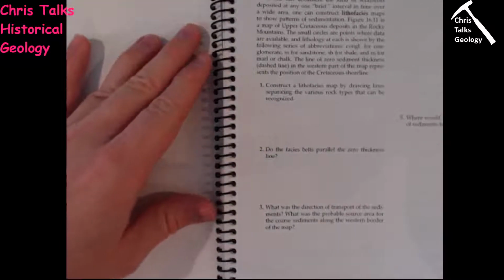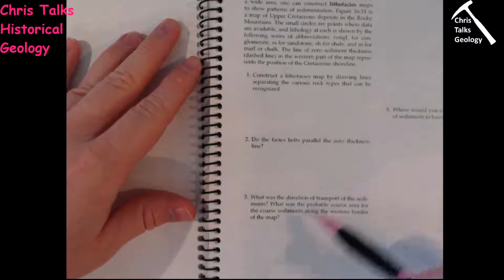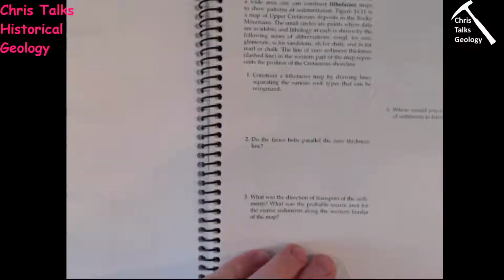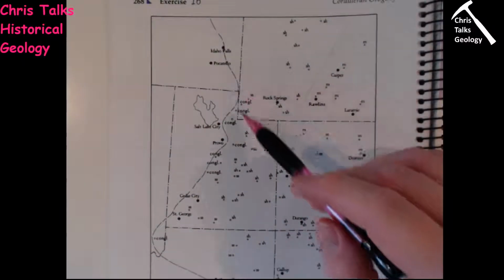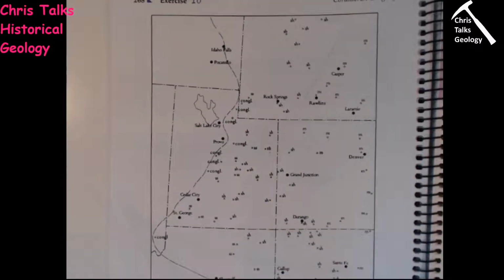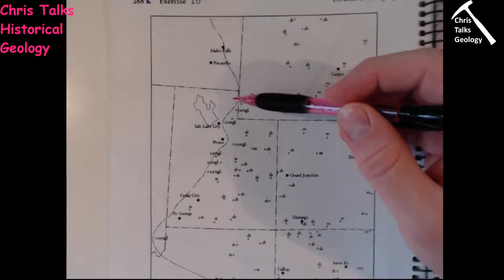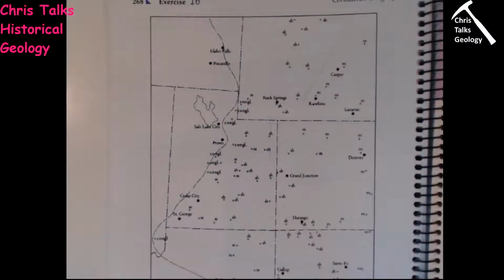So on to question 3. What was the direction of transport of the sediments? What was the probable source area for the coarse sediments along the western border of the map? Okay, so over here we have several points of conglomerate, don't we? And we know that conglomerate is associated with areas of elevated terrain. So we can probably say that we have an area of elevated terrain running along here. I wouldn't say that's too risky a guess.